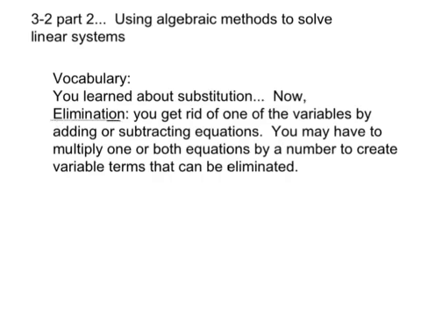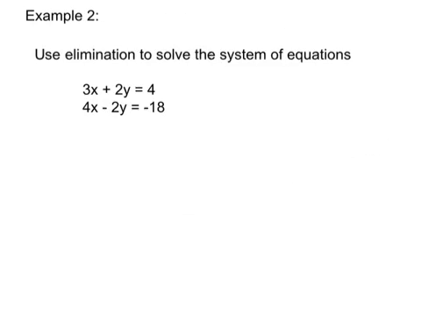You get rid of one of the variables by adding or subtracting the equations. You may have to multiply one or both equations by a number to create variable terms that can be eliminated. That sounds really crazy, but it'll make sense on the next slide. So if you remember the definition from the previous slide, we want to get rid of one of the variables or eliminate it by adding or subtracting the equations.